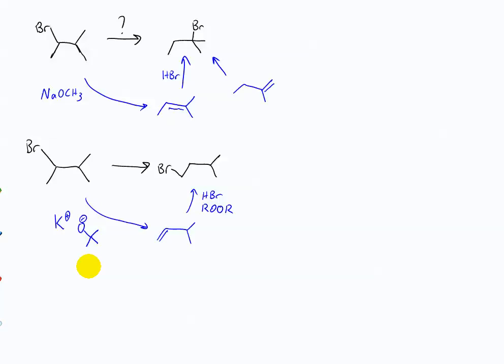Anybody else? Anybody have other big fancy bases that they like? There are actually much better bases now that people tend to use than potassium tert-butoxide. These very large, bulky nitrogen bases, they're usually known by their initials, things like DBU, DBN, DABCO. Have you heard of those? Anybody heard of those things before? Yeah. Those tend to work even better. They're known as proton sponges for how well they deprotonate things.